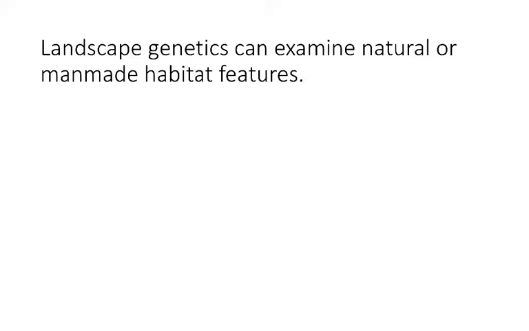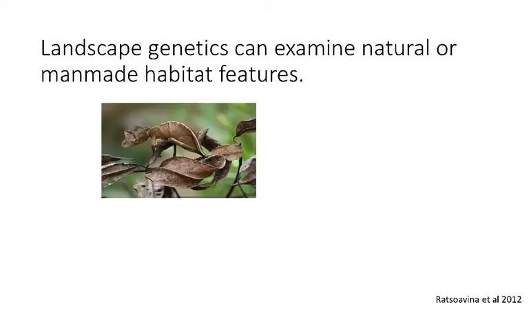And the overall goal here of landscape genetics is to understand the relationship between gene flow and the habitats. And when we're talking about habitat, that can be either natural or man-made habitat features. So this is one really cool example, mostly because I think these geckos are super cool. They're leaf-tailed geckos in Madagascar. I did not know these things existed until I found this paper. Look at that guy, his camouflage is top notch.